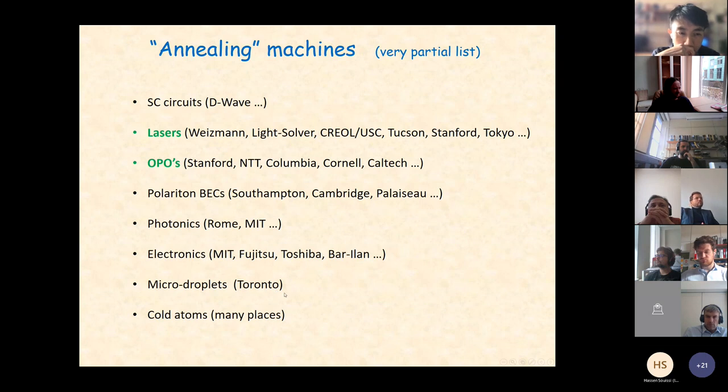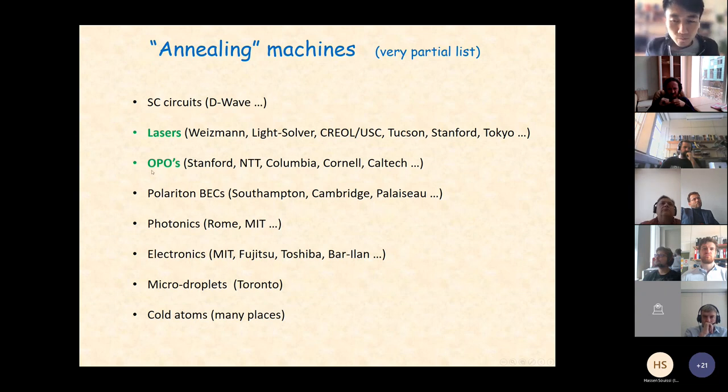And this is part of a general trend of what is sometimes called annealing machine, sometimes annealing, sometimes quantum annealing, which comes in a large variety of systems. I just named a few of them, even polaritons. But starting with D-Wave, which probably attracted more attention in recent years. Here are the lasers. With Weizmann, Light Solver is a spin-off company of our group, and several other groups are doing coupled lasers.